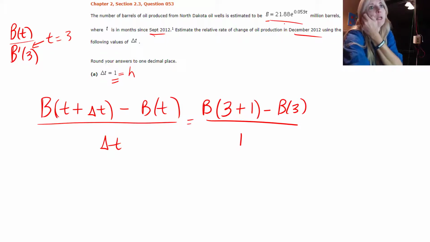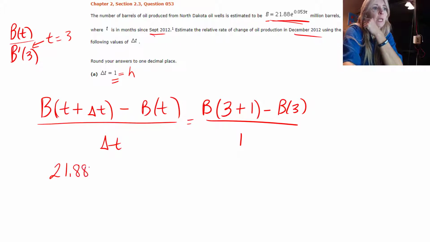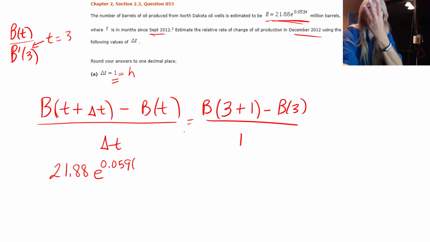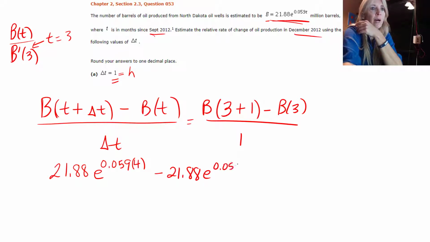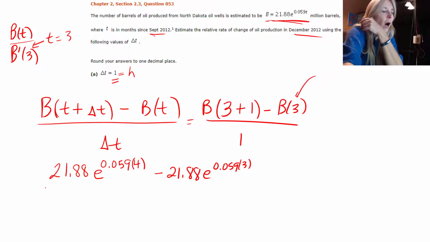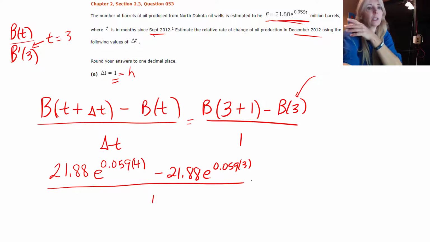So basically I'm going to take this function, 21.88 e raised to the 0.059 t, and where I see a t, I'm going to plug in 3 plus 1. You've got 3 apples and then you add an apple. I like apples. So that would be 4, minus 21.88 e to the 0.059, where this one I'm just plugging in 3. And all over 1, which doesn't matter.